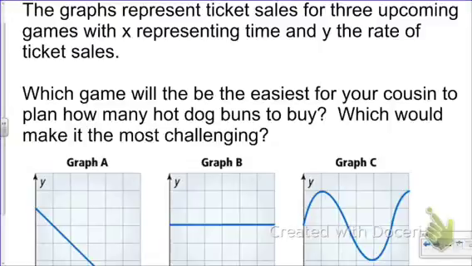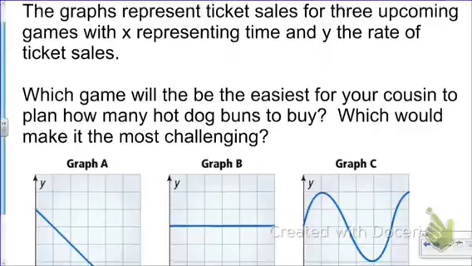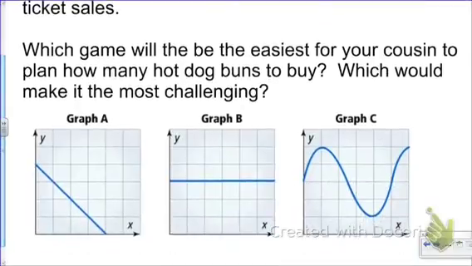You have a worksheet to go along with this, so any problems that I do on here that are on your worksheet, you need to make sure to fill in. The graphs represent ticket sales for 3 upcoming games, with X representing time and Y the rate of ticket sales. Which game will be the easiest for your cousin to plan how many hot dog buns to buy? Which would make it the most challenging?